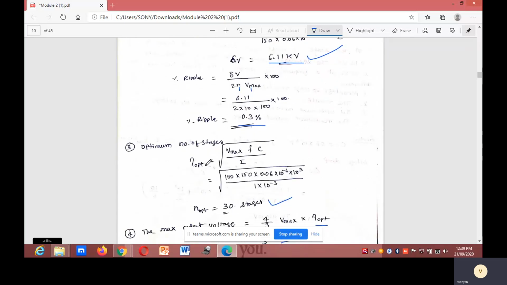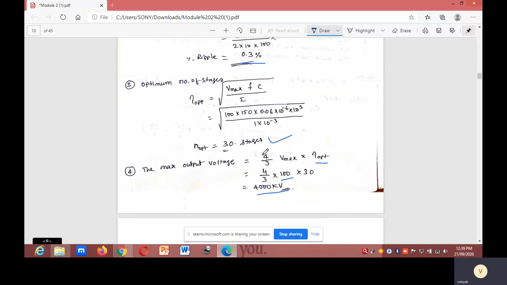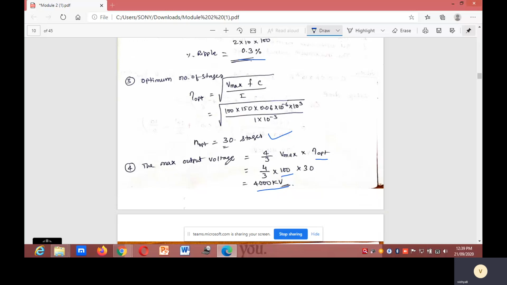Next, the optimum number of stages. Optimum number of stages is equal to square root of V maximum into F into C divided by I. We know the values, V maximum is equal to 100 kV, F is equal to 150, C is equal to 0.06 microfarad, I is equal to 1 milliamps. Substitute, you'll get 30 stages. Next, the maximum output voltage is equal to 4 divided by 3 V maximum into N optimum. 4 divided by 3 into V maximum, which is 100 kV, into 30. You'll get 4000 kV.